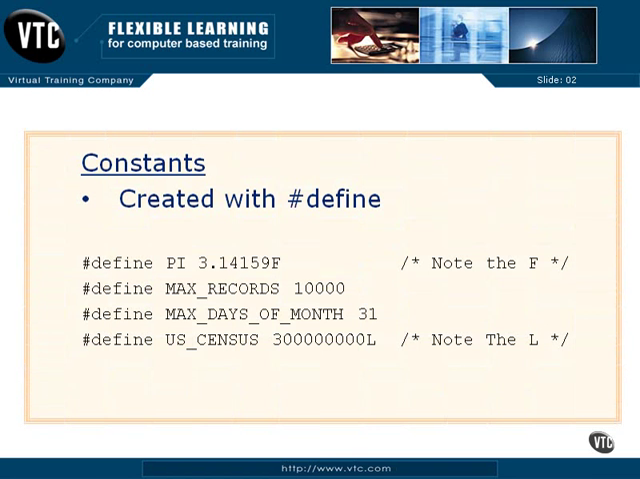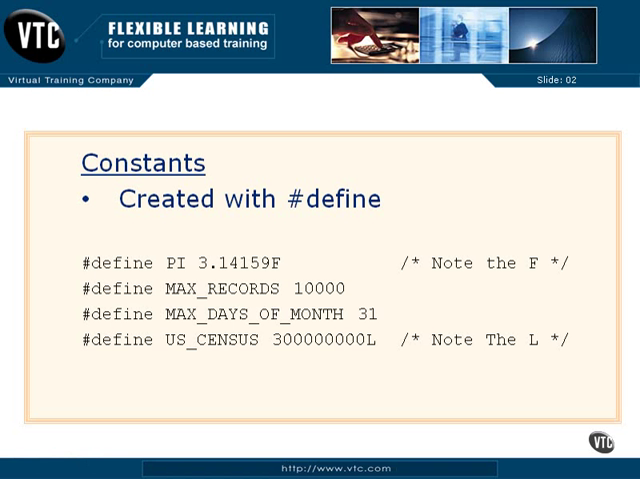Constants are created with pound define. There you can see 4 lines of code. Notice the pound define for PI, 3.14159, and an F for floating point right there. That will cause pi to be created as a floating point value and not just an integer. This one down here, max records, we've pound defined max records as 10,000. That will be an int. It's up to your compiler whether it makes it an unsigned int or not, but this will be an int. Max days of the month, 31, that is also an int.